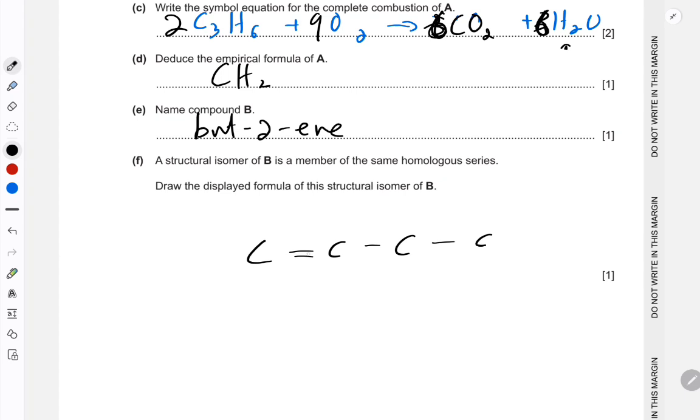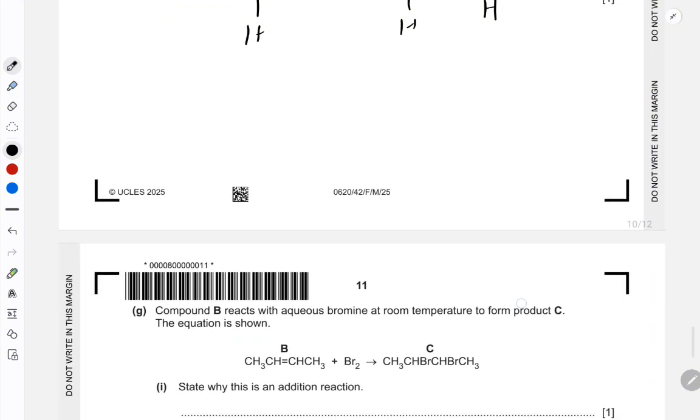So don't forget, each carbon must have 4. 1, 2, 3, 4. Place in your hydrogens, and this would be but-1-ene. That's F. Now G.